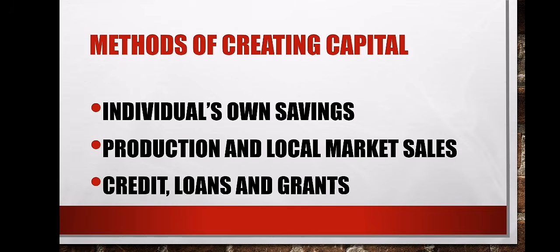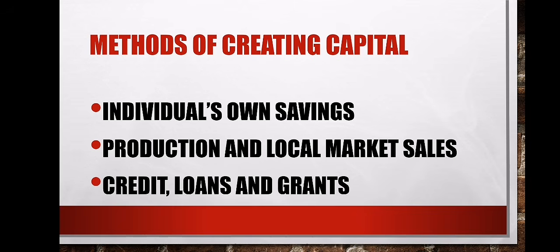We can also talk about credit loans and grants. So you decide to get a credit, or you get a grant from a government. We will define these two terms, credit and grant. So with this one, just master them in terms of listing: individuals' own savings, production and local market sales, credit loans, and grant.